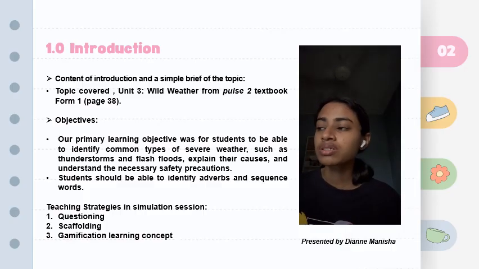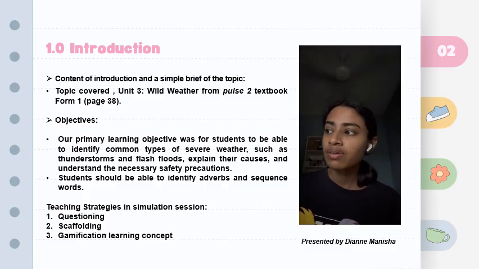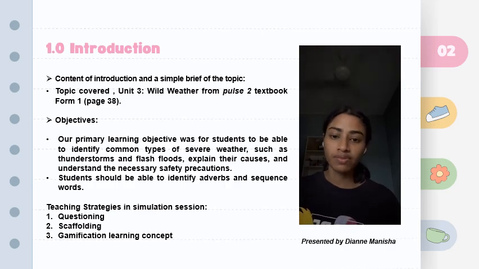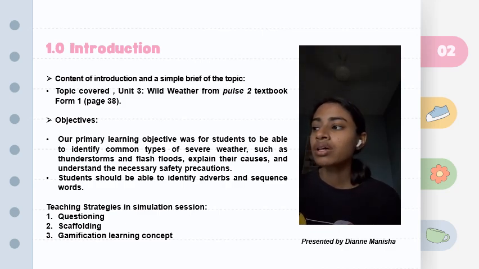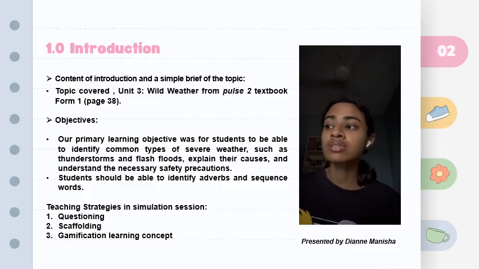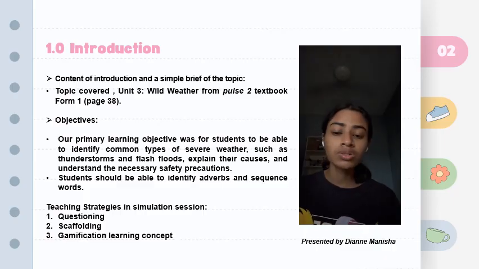Our main objective is for students to be able to identify common types of severe weather such as thunderstorms and flash floods, and it also explains their causes and understands the necessary safety precautions, and also the teaching strategies. We did questioning, scaffolding and gamification.